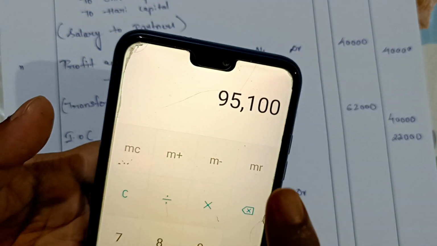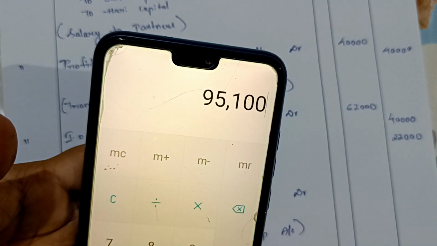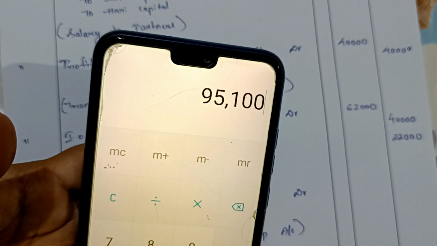Here the 95,100 is our profit, so it will be divided among the partners according to the profit sharing ratio, which is 3:2.